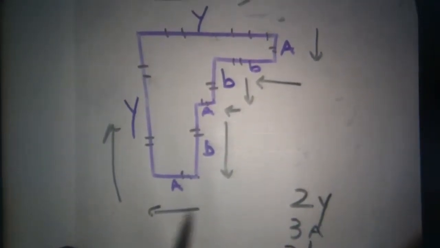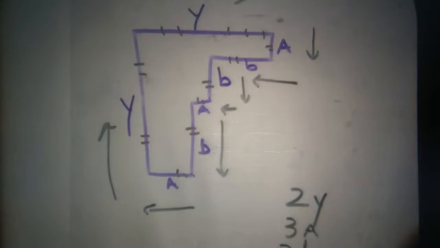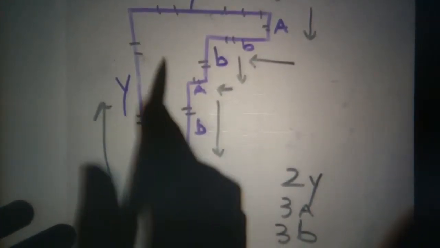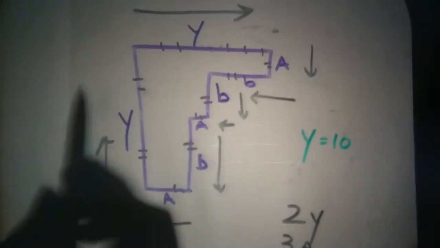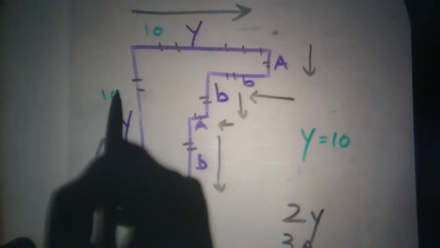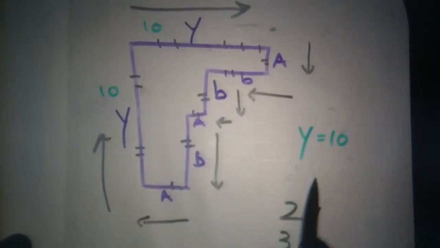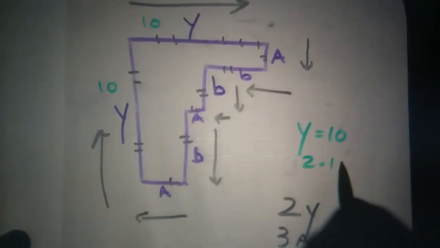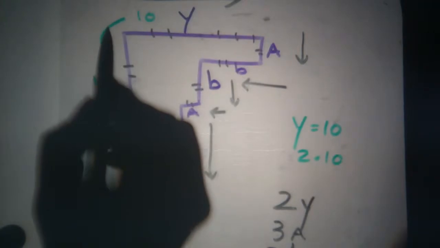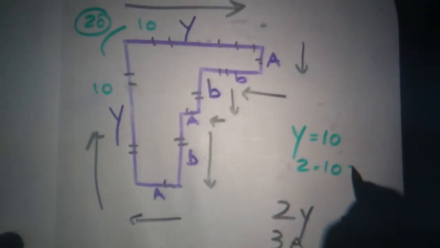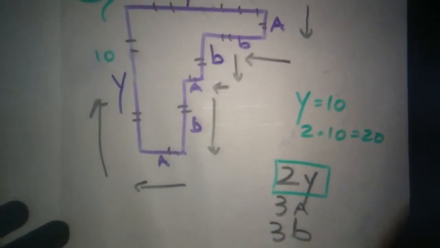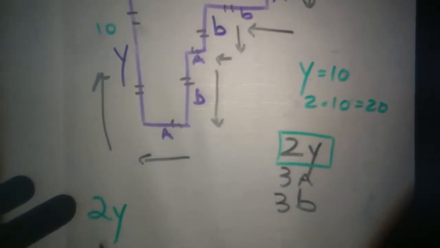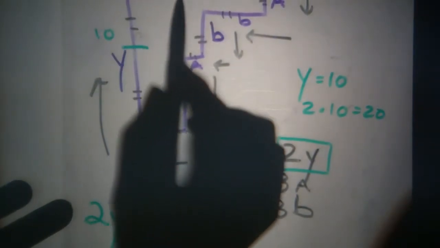Well, I know I have two Y's, and I did 2 times Y. So I could go 2, because if I said Y equals 10, if this were equal 10 and this were equal 10, I can just take 2 times 10 and figure out that would be 20. So that's why I can just do it like this. So I have 2Y right here.